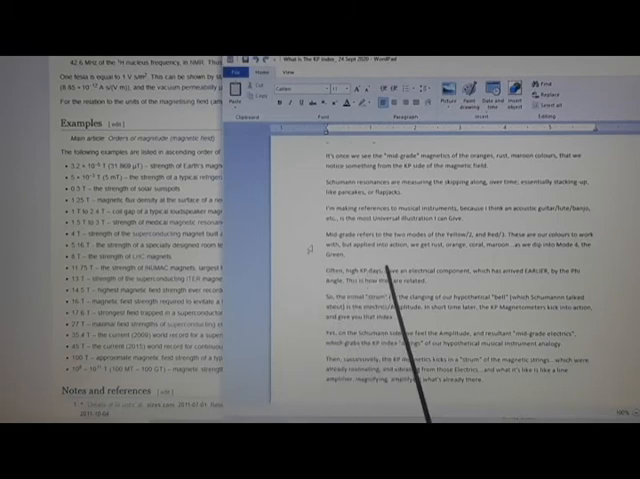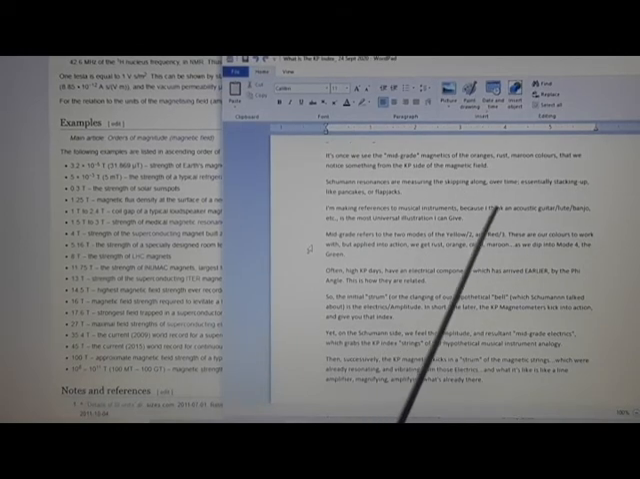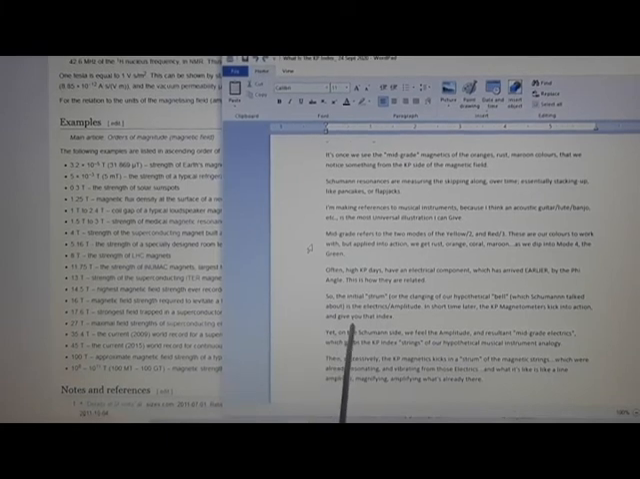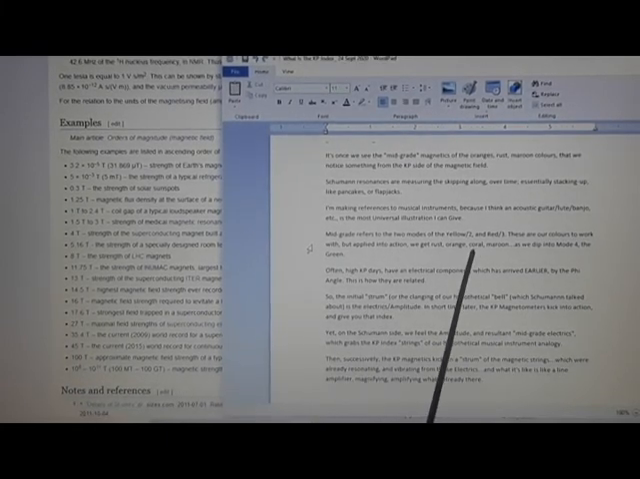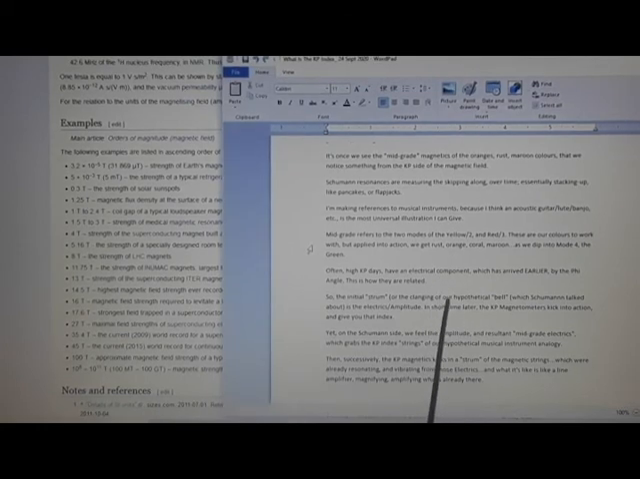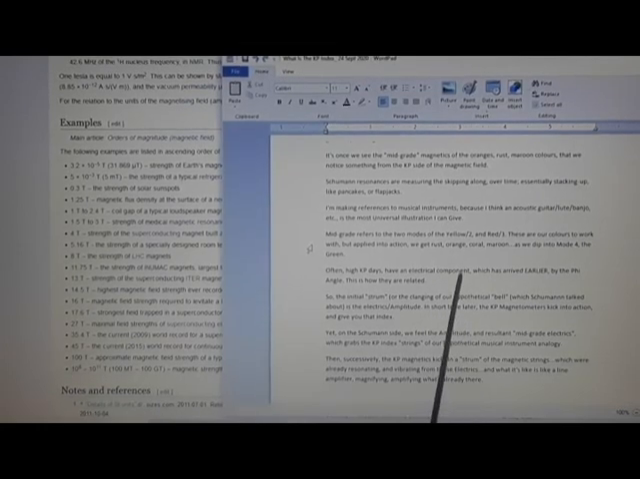Often, high KP days have an electrical component, which has arrived earlier by the phi angle. This is how they're related. So the phi angle is giving you, I forget where that was, but the phi angle is giving you a heads up that there's a magnetic thingamabob coming behind it. And depending on how far out you are to that angle is how badly you'll be whacked by what's coming in. I guess that's the best way to put it.